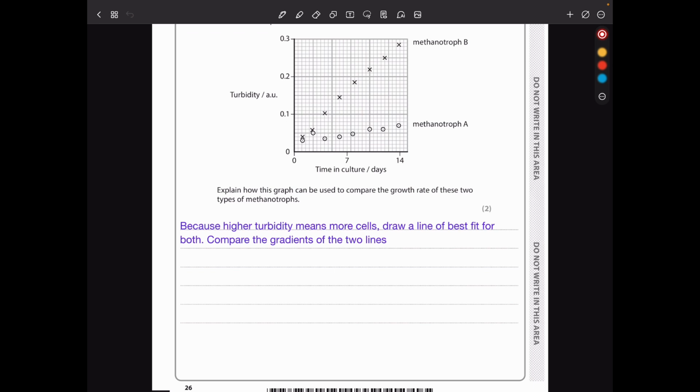So I said because higher turbidity means more cells, you need to draw a line of best fit for both and then compare the gradients of the two lines.